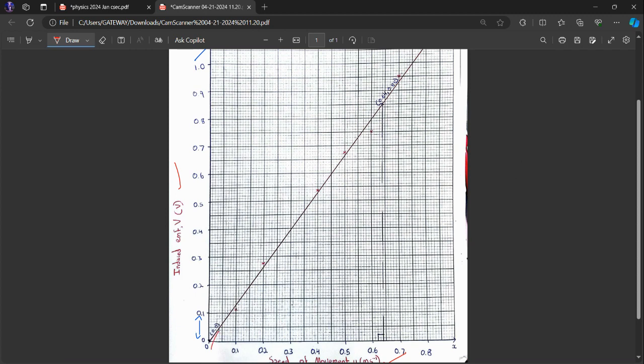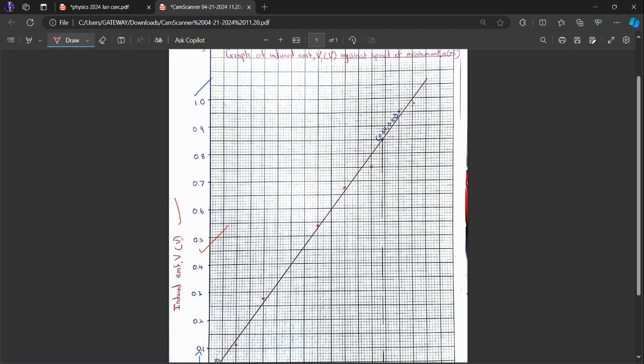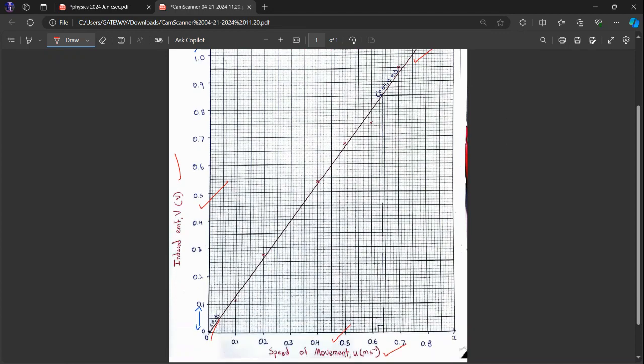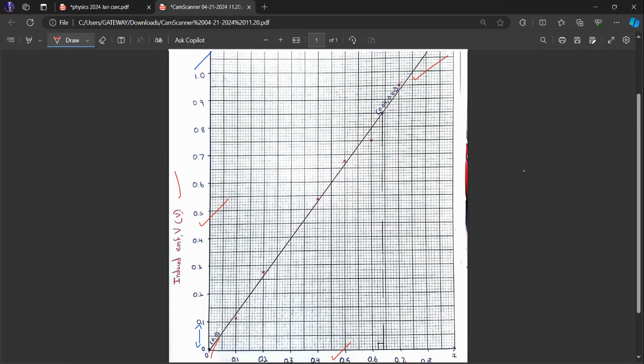You get marks if your axes start at 0, 0. You have to put the 0, 0 here, like how I did it over there. X starts at 0, Y starts at 0. You also get marks for your scale, right? You will get marks for your best fit.